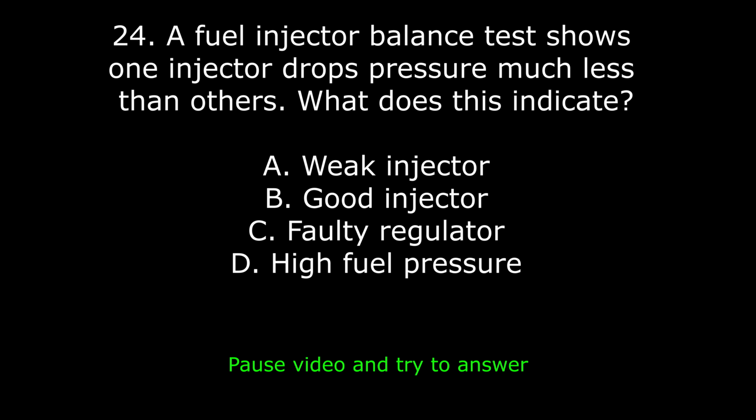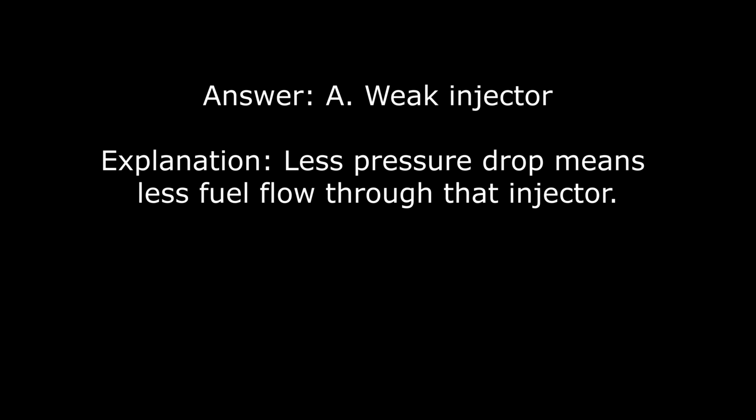24. A fuel injector balance test shows one injector drops pressure much less than others. What does this indicate? A. Weak injector. B. Good injector. C. Faulty regulator. D. High fuel pressure. Answer: A. Weak injector. Explanation: less pressure drop means less fuel flow through that injector.